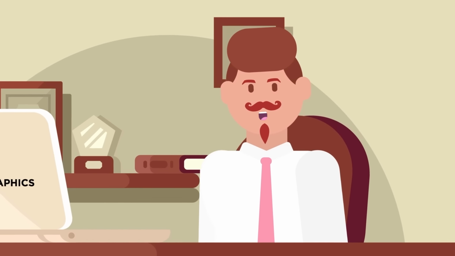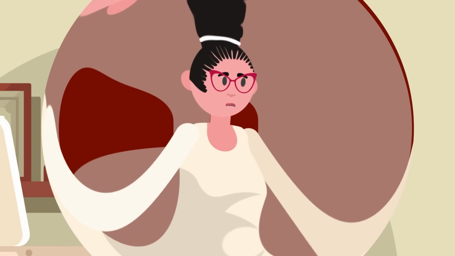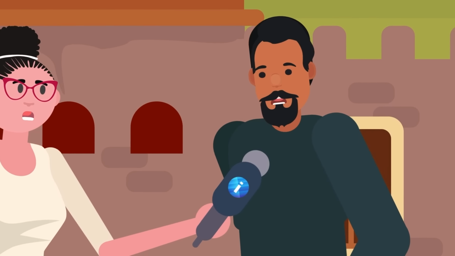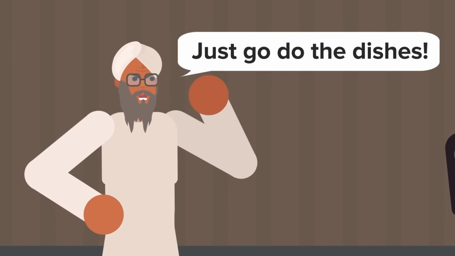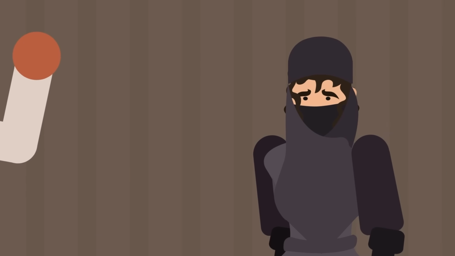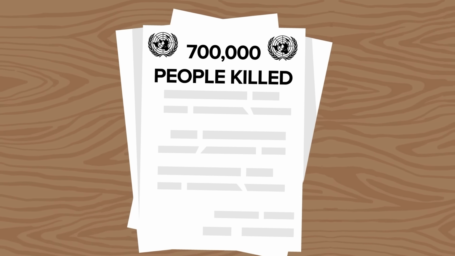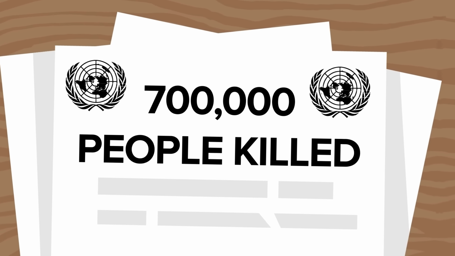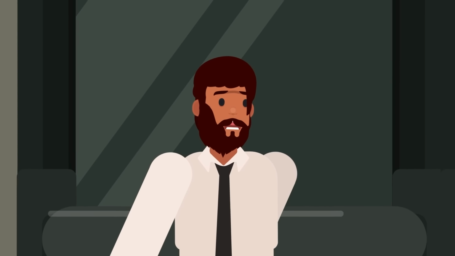First, let's get to the question that's been on all of our minds. What is life under the Taliban actually like? The Taliban's influence has impacted a number of different aspects of daily life and has especially impacted certain ethnic minorities and women. According to the United Nations, an estimated 700,000 people have lost their lives.